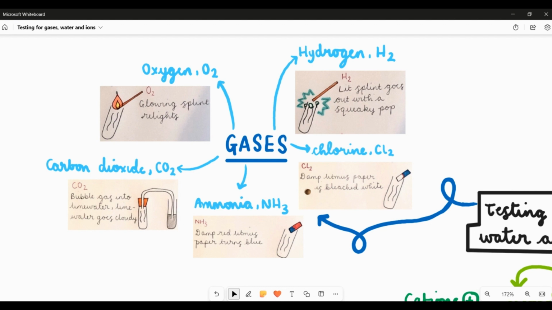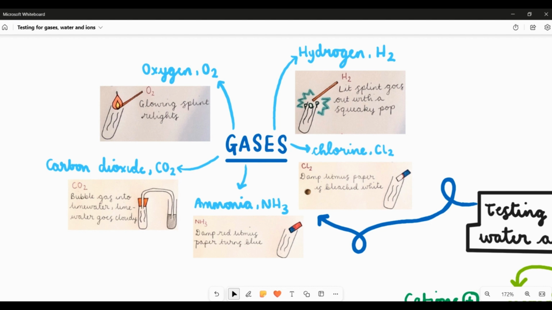For oxygen, we're also using a splint, but this time the splint has to be glowing. Now, what I mean by the word glowing is when you light it and then blow it out, but it's not completely extinguished. You can see the embers still burning. The scientific word we use for that is glowing. So to test for the presence of oxygen, a glowing splint will relight. And that would be the 2 marking points that you would get. Glowing splint for 1, relights for the second.